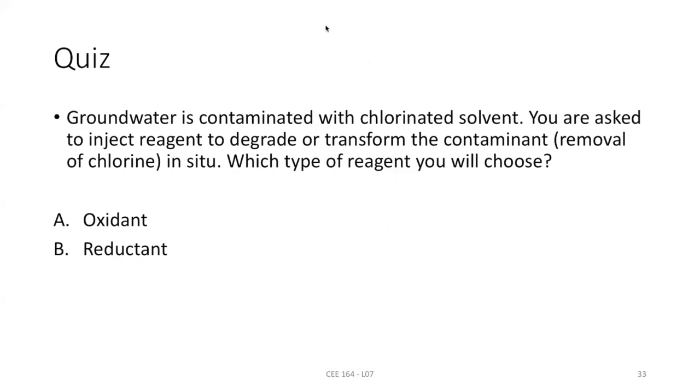Groundwater is contaminated with chlorinated solvent. You are asked to inject reagent to degrade or transform the contaminants. Which type of reagent will you use? Oxidant or reductant? So think of chlorine. Chlorine cannot be oxidized, only reduced. That's something I just mentioned a few minutes ago. So it's based on that.